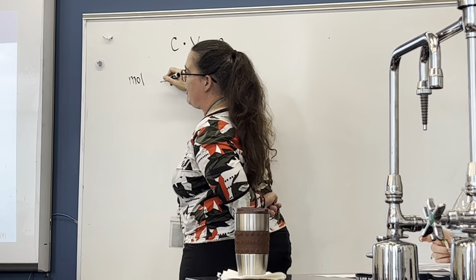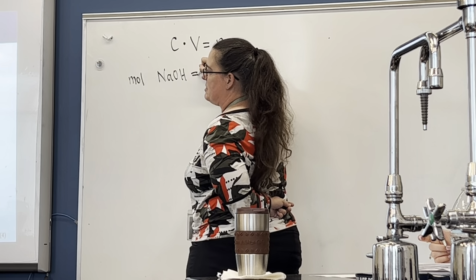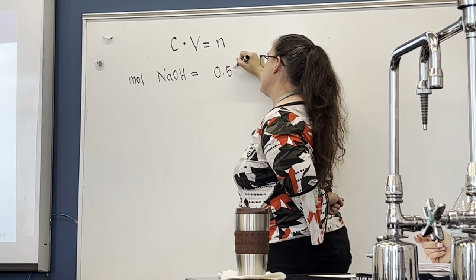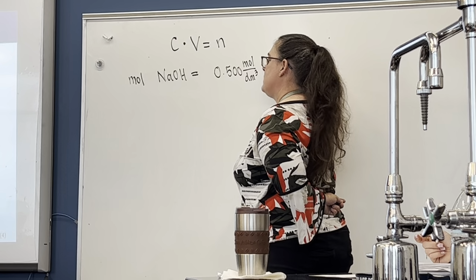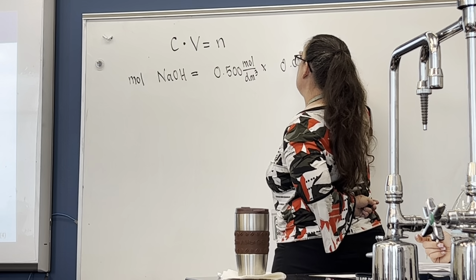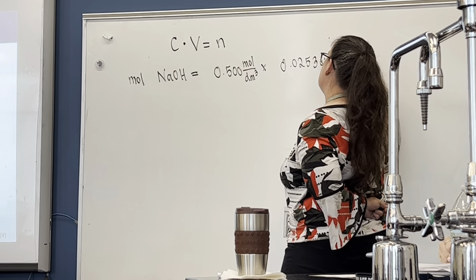So I want to figure out the moles of sodium hydroxide. It should be equal to the concentration of sodium hydroxide times the volume of sodium hydroxide. Why did I have to move that decimal place? I needed to make sure that it was in decimeters cubed to match.